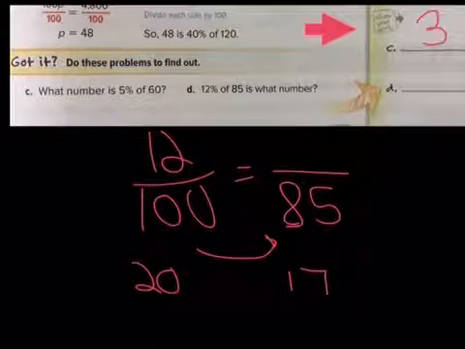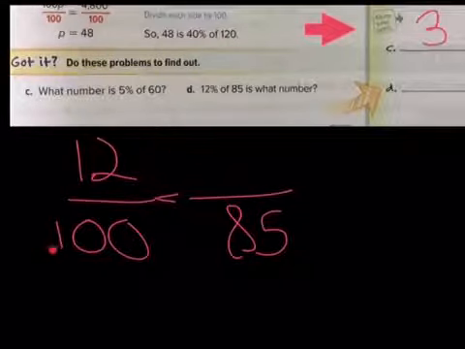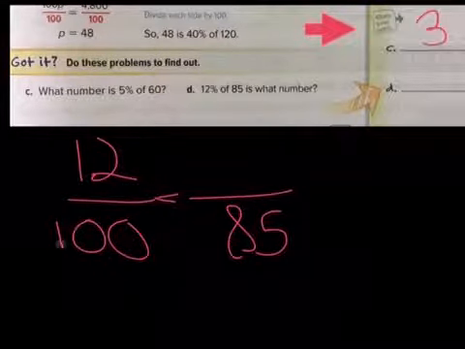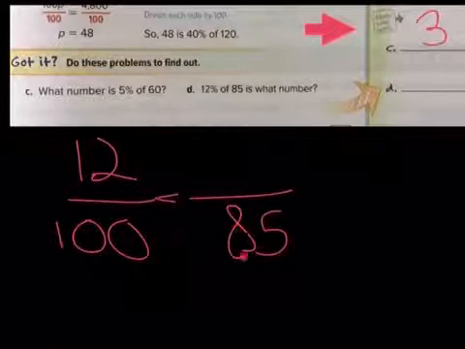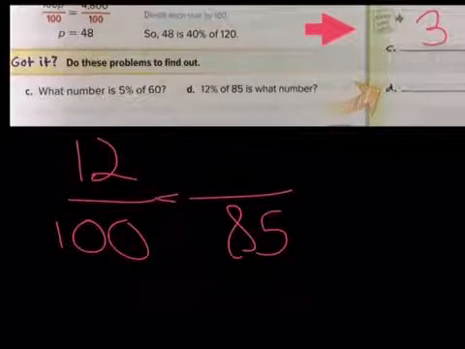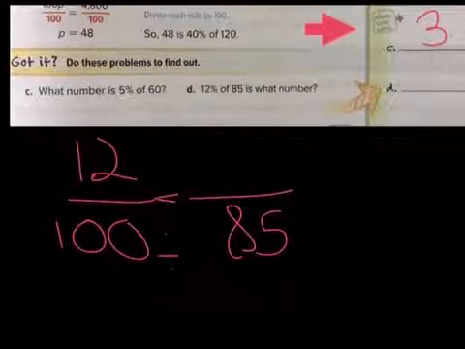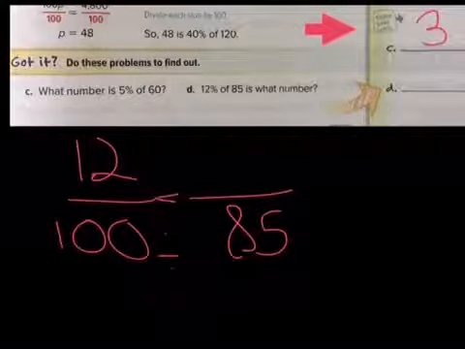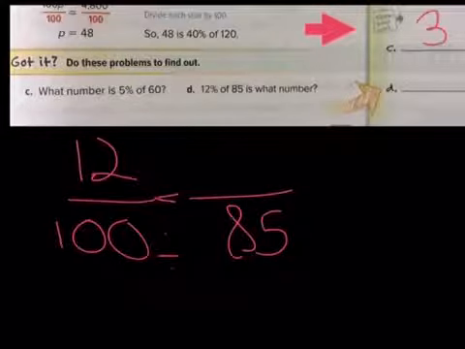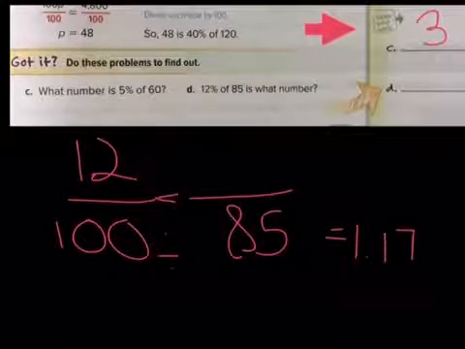So here, let's try it like this. What did I do to 100 to make it 85? Well, we clearly divided because we went from a larger number to a smaller number. But we don't know what we divided by. So why don't we just go ahead and divide? Divide 100 divided by 85. That's going to give you what we divided by. So when you divide 100 divided by 85, you should get, I believe it's 1.17, right? 1.176 or something like that.